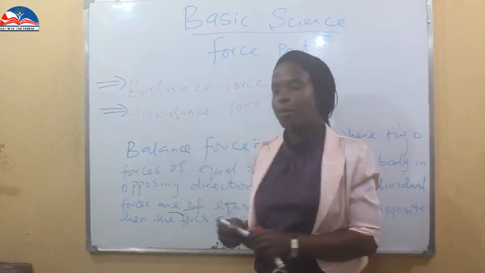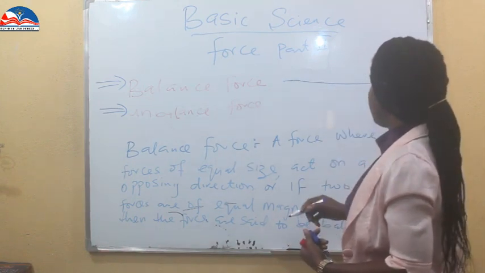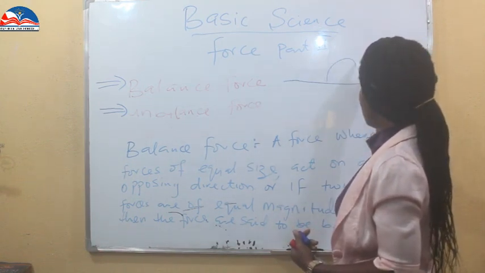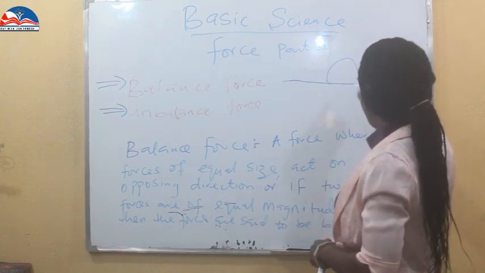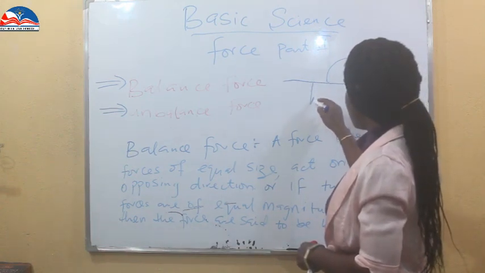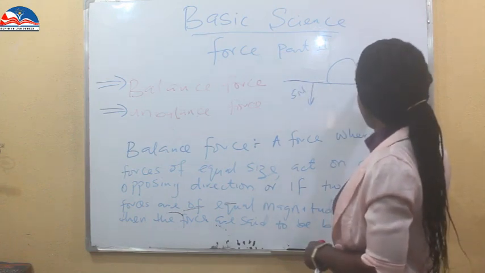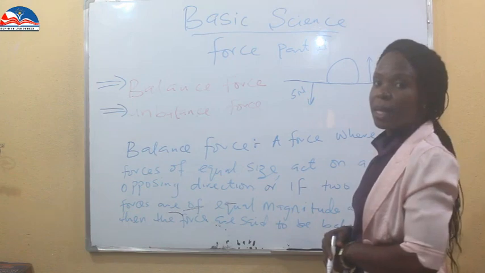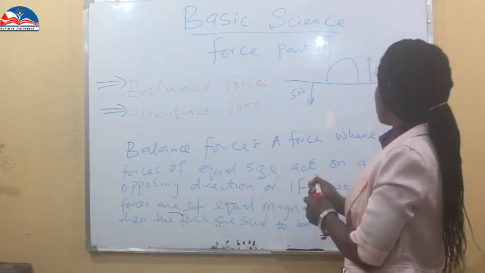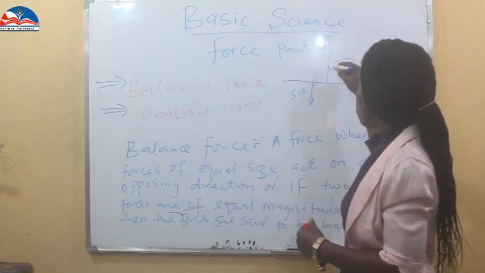Now let's take, for example, this is the ground. This is a stone here. Let's assume this is my stone placed on the ground. If the gravitational force pushing this stone downwards is 5 Newton, and the force pushing it upward is the same 5 Newton, this force is said to be balanced. The gravitational force pushing the rock, this is a rock.